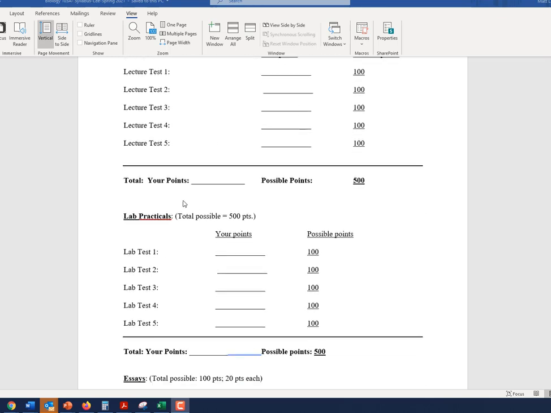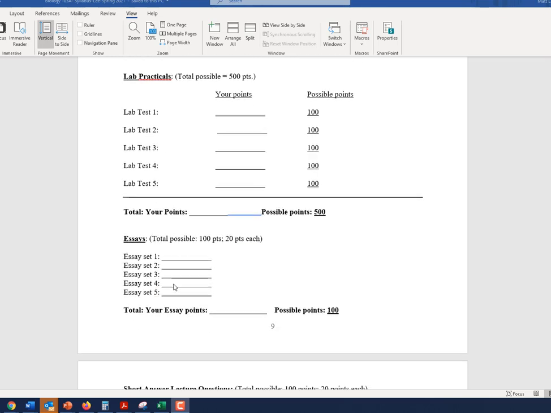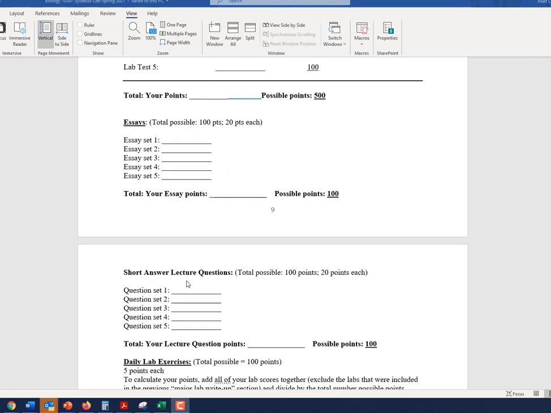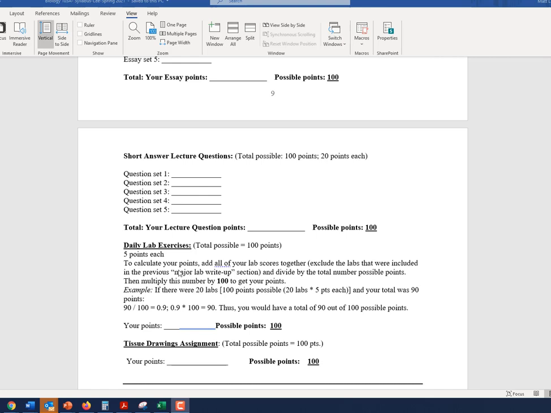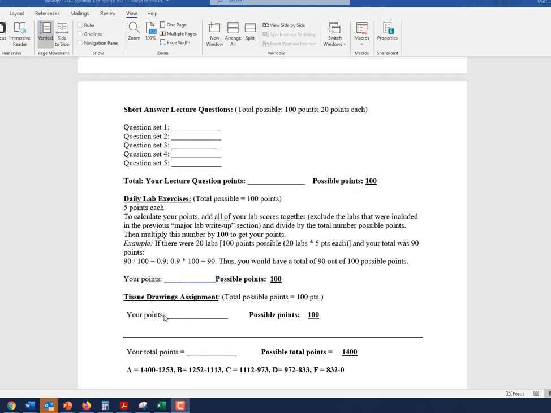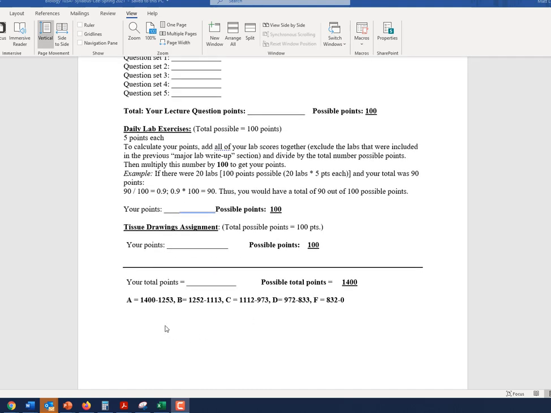So you've got the lecture exams, the lab exams, the essays that you would turn in throughout the semester, the short answer questions that you would turn in throughout the semester, and the daily lab exercises that you're going to turn in on a regular basis. Generally, at least twice a week, you're going to be turning in a lab exercise out of your book. There'll be a tissue drawing assignment, which will come up relatively quick in the first few weeks of class, and I'll have a separate document on Canvas that tells you about it. And then I've broken down the total points that you need to get a certain grade in this course.